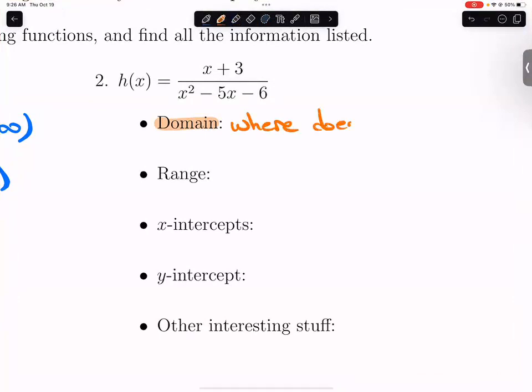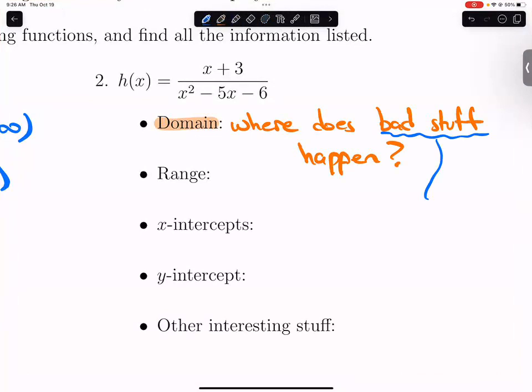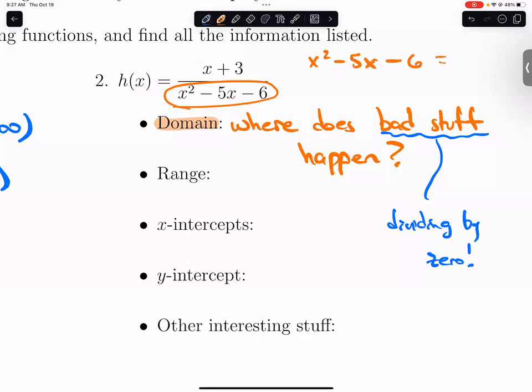Where does bad stuff happen? What does bad stuff mean here? For a function that looks like this, 0 where? In the denominator, yeah. Okay. So what we want to know then is, where is this equal to 0?